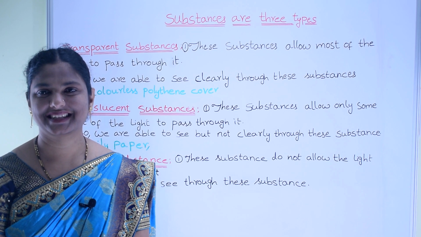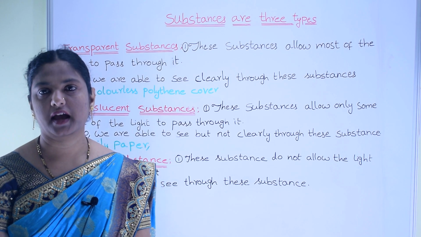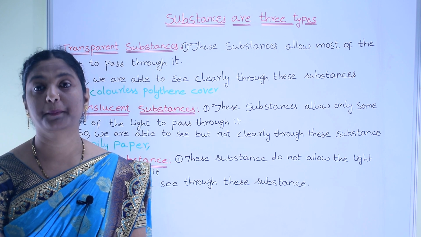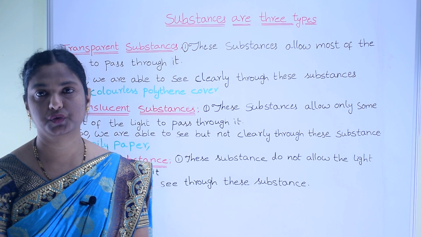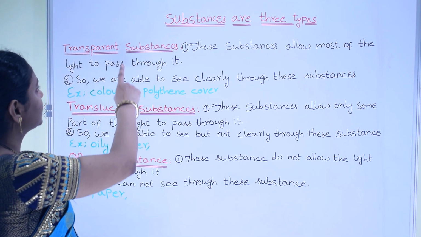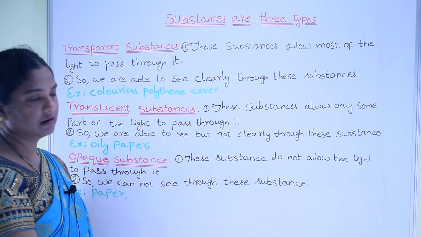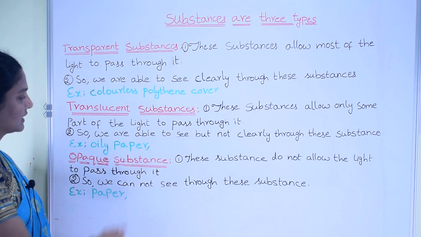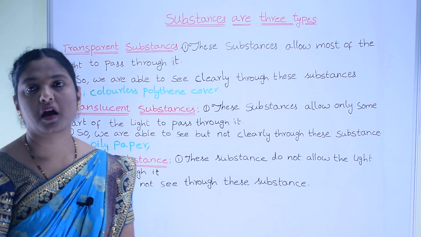Hi students, today I am explaining about the substances. There are three types depending upon the light travel through it. Those are transparent substances, translucent substances, and opaque substances.